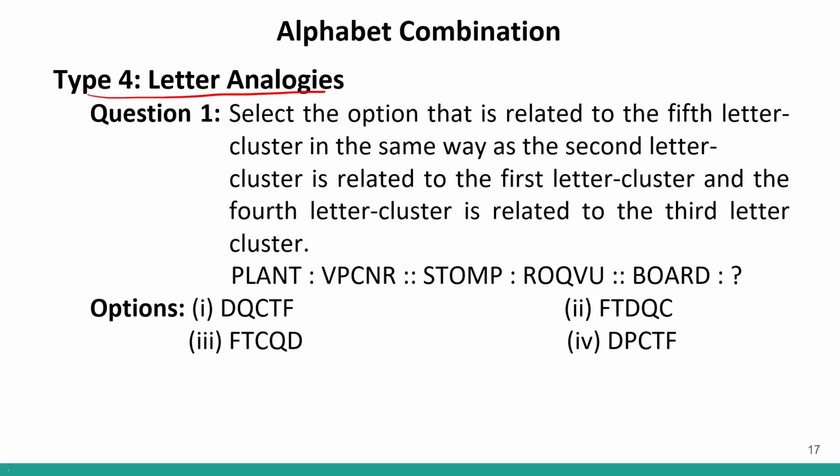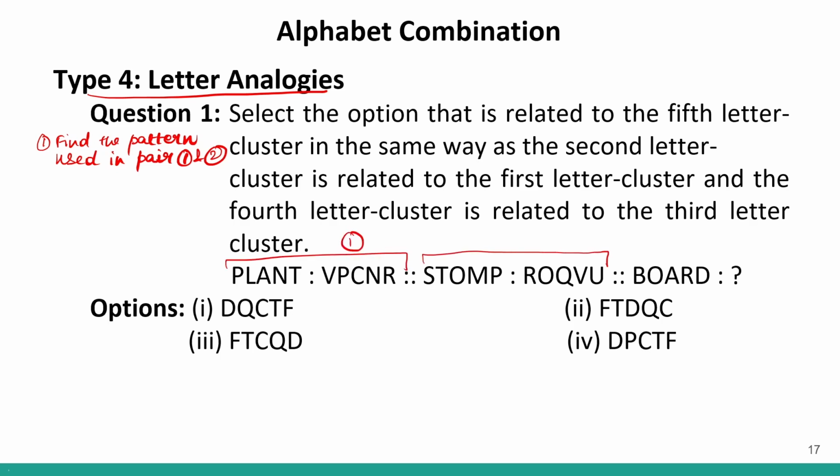Now, letter analogies. So letter analogies, basically I have told you there are 2 steps to solve any analogy. First, find the pattern used in pair 1. Over here we have 3 pairs, okay? Generally we have 2 pairs in analogy. So I can say pair 1 and 2. This will be pair 1 and this will be pair 2. Correct? So first identify the pattern used in pair 1 and 2.